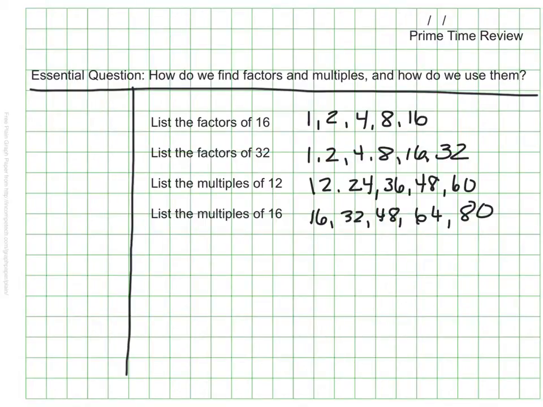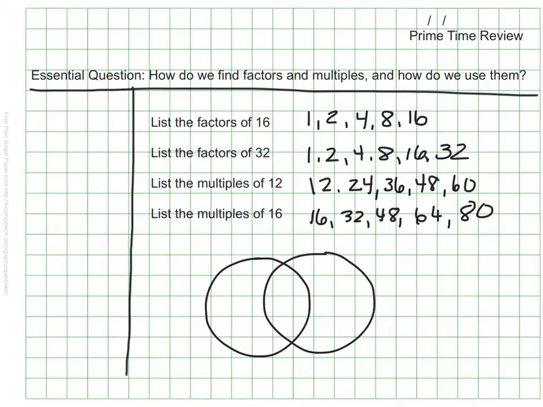How'd you do? Sometimes we need to find the factors and multiples that a set of numbers have in common. We can demonstrate those common numbers visually in a Venn diagram. Practice using a Venn diagram to show the first 5 multiples of 12 and 16.